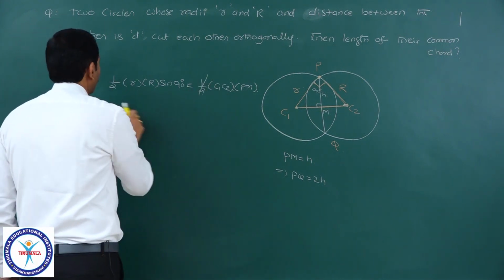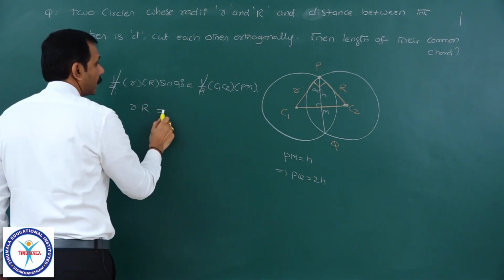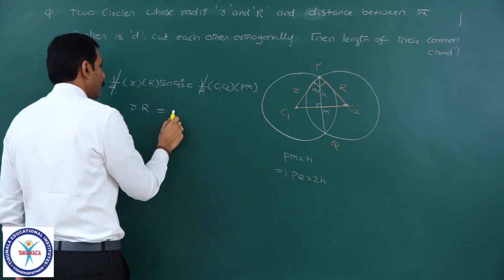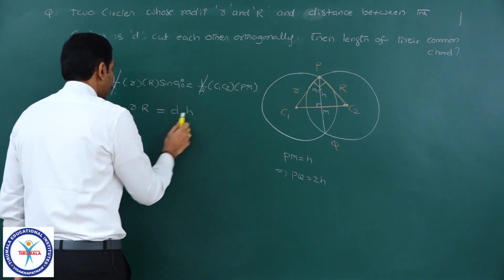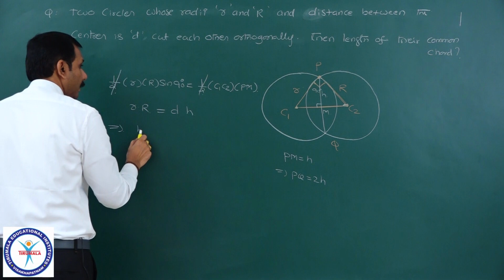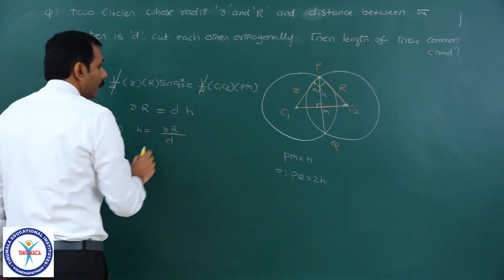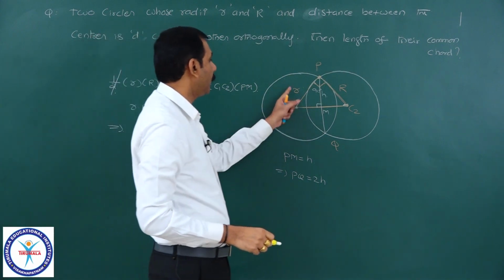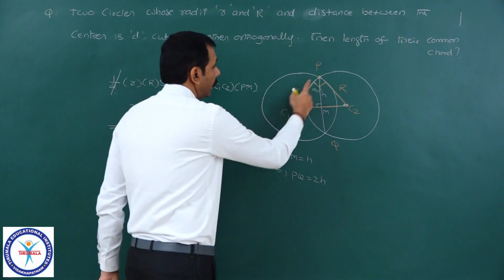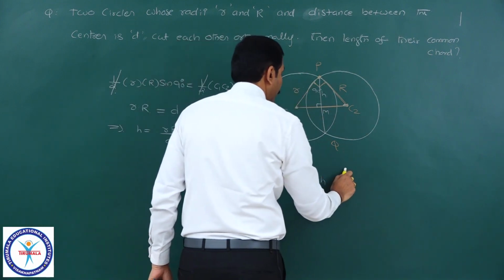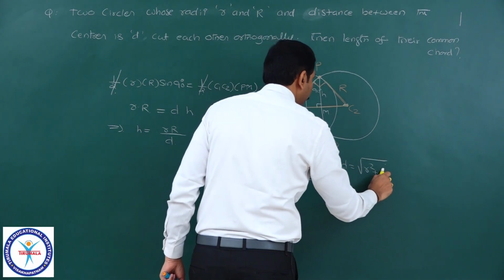Here it is 1 by 2 and 1 by 2 cancel. r into capital R into sin 90 means 1 is equal to C1 C2, of course, it is equal to D given into PM. PM is equal to H. Or that implies H is equal to r into capital R by D. But D also I can write in terms of small r and capital R. Because it is a right angle triangle, what is D? D is equal to square root of r square plus capital R square.